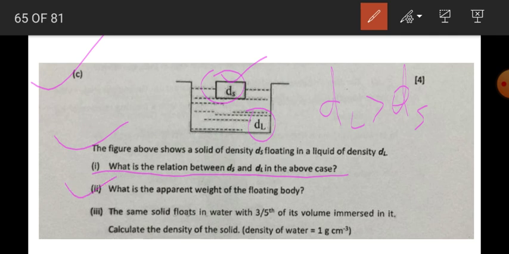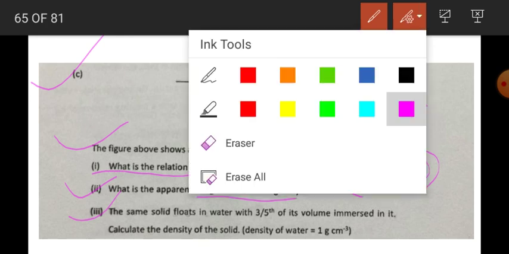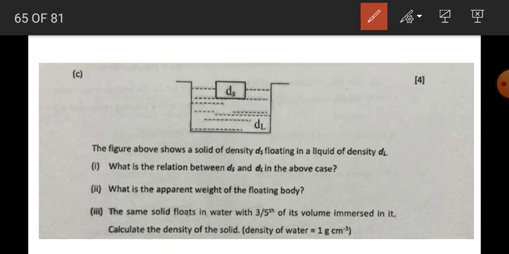Second, what is the apparent weight of the floating body? The apparent weight of the floating body is 0. Now the third part is about how much portion of the body is immersed. The same solid floats in water with 3/5 of its volume immersed in it. Calculate the density of the solid.